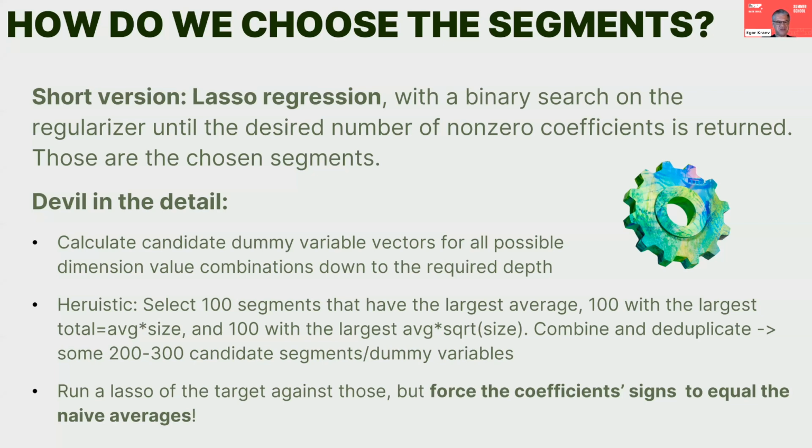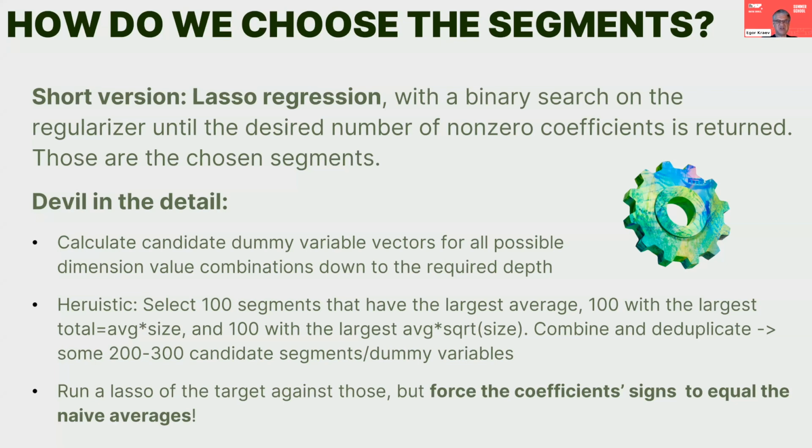So we use a heuristic. And the heuristic is that we select 100 segments that have the largest naive average, 100 with the largest total, and 100 with the largest average times the square root of size. Obviously, there'll be some overlap between them, so we deduplicate, and we end up with some 200 plus candidate segments.